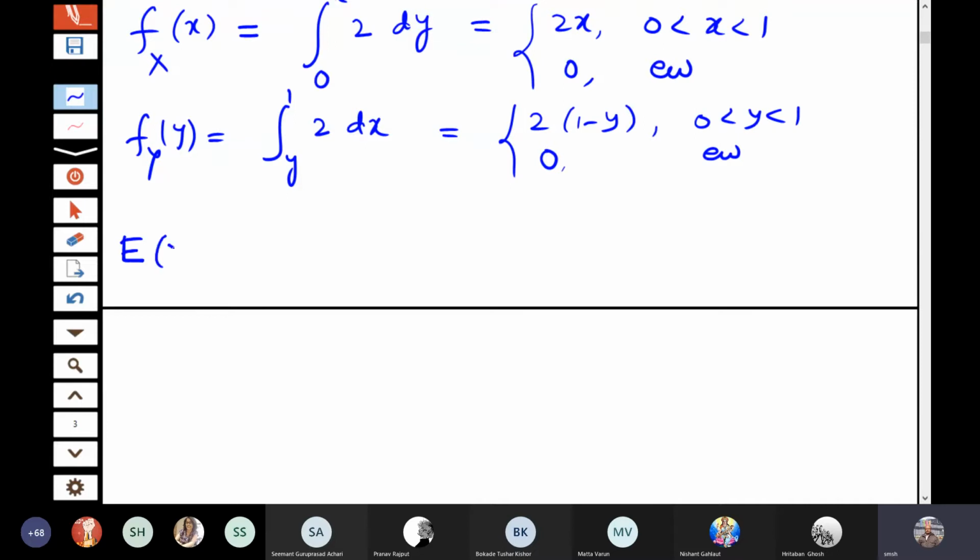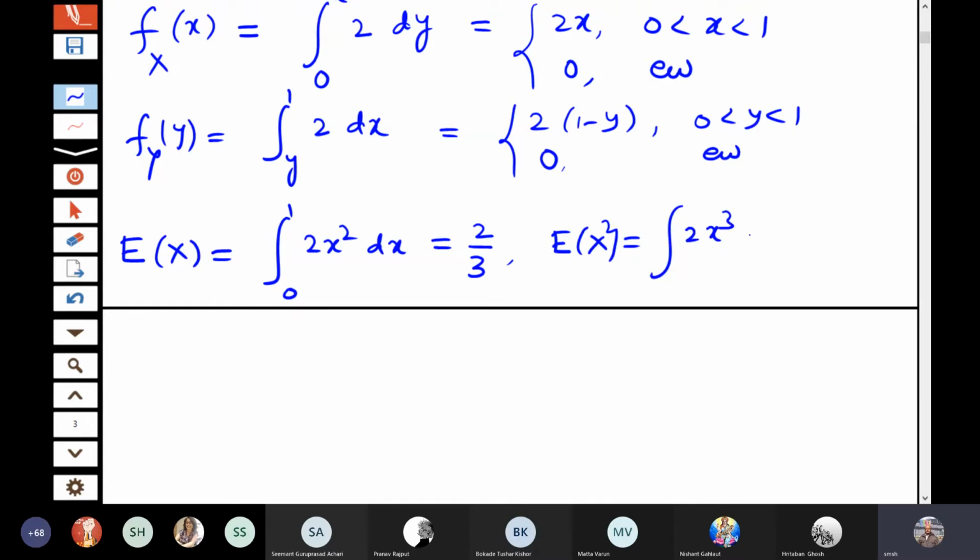So what is expectation of x? That is the integral 2x square dx, that is 2 by 3. What is expectation of x square? That is 2x cube dx from 0 to 1. That will give me half. So what is the variance of x? That is expectation of x square minus expectation of x whole square. That is 1 by 18.